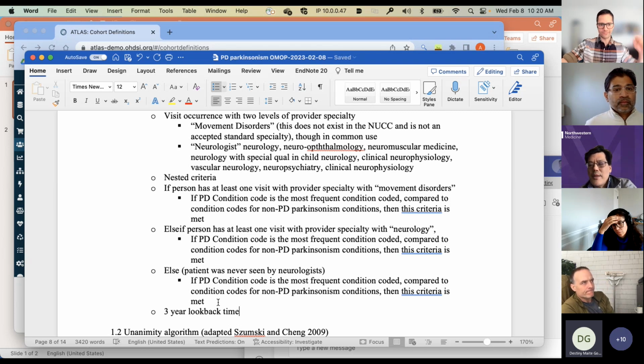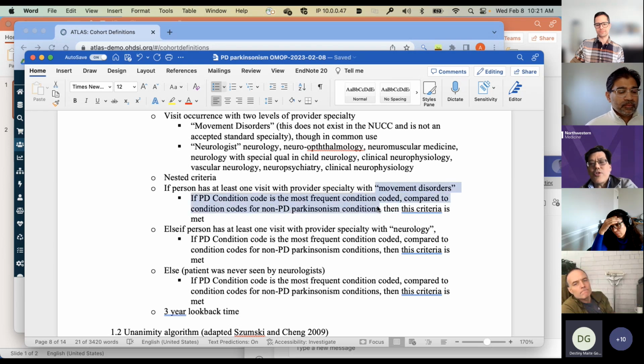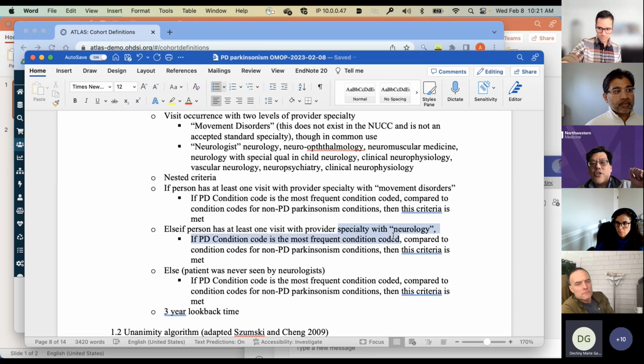And this was the attempt to find the consensus among each tier of specialty. So if they saw movement disorder people, and they over time have coded different parts of Parkinsonism, they're trying to ascertain which one seems predominant. Yeah, but only in those visits by that tier of specialty, ignoring neurologists. But if you don't have a movement disorder person, which is an issue, then in finding those visits, we just go to neurology. Yeah.